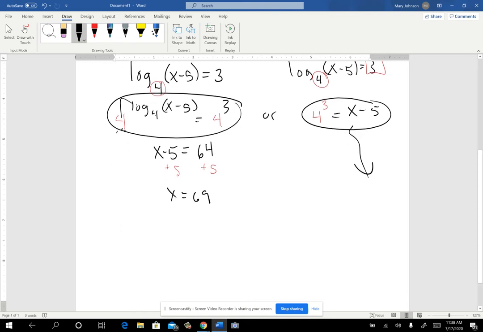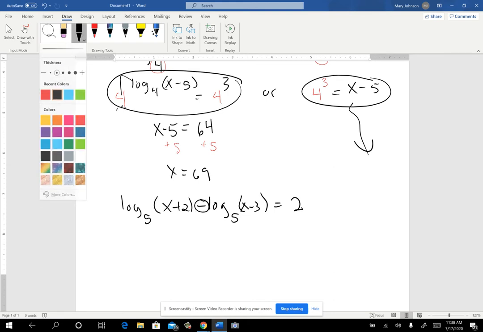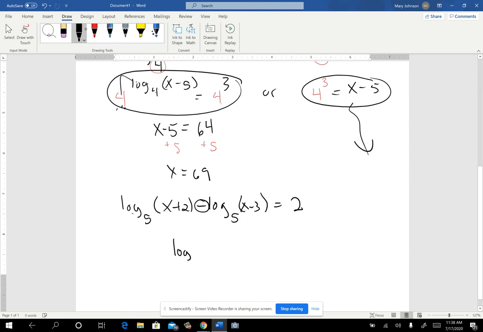All right, let's do another log example. You might have a problem where you have a log in more than one spot. So like here's one. This one has subtraction. That means that when I condense my logarithms, because we have log in more than one spot, we're going to put it together. We're going to condense the logarithm, and it would be changed to division inside here, kind of like the exponent properties did, and we'd be to here.